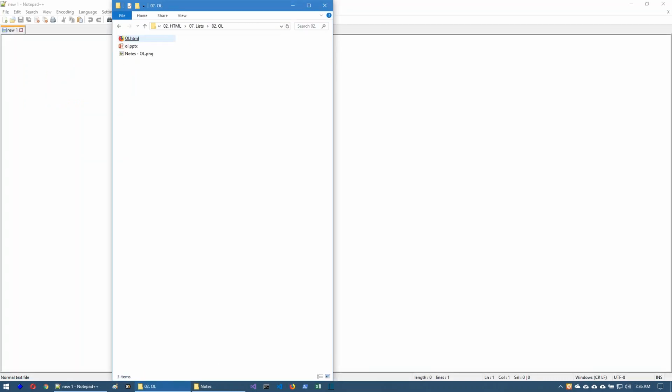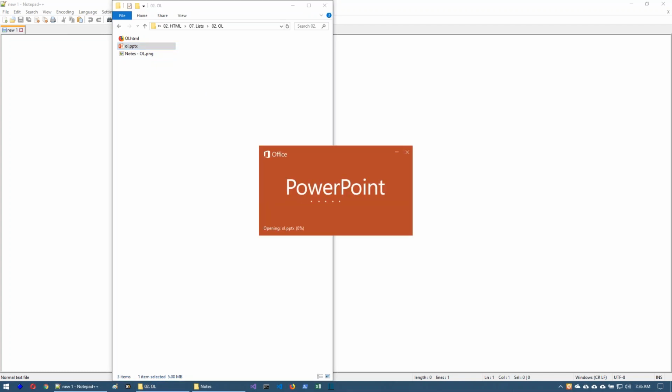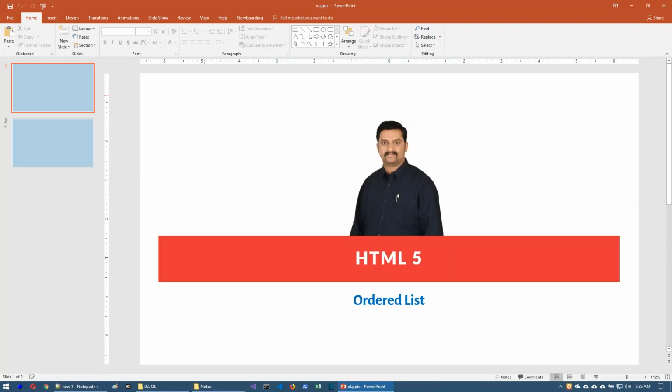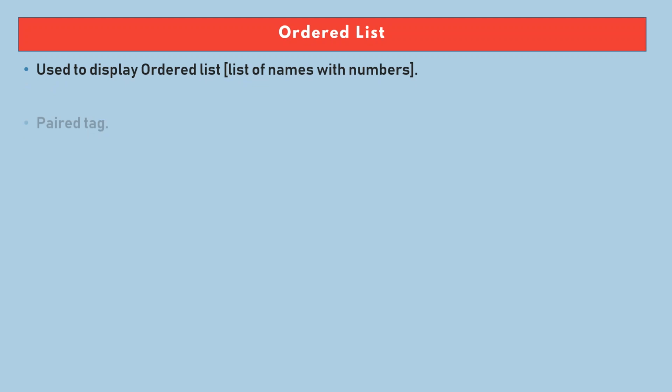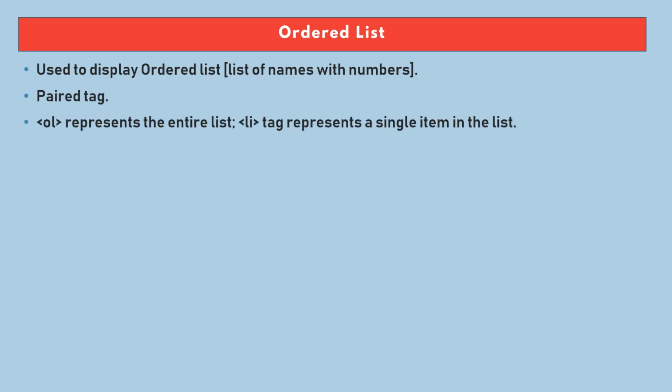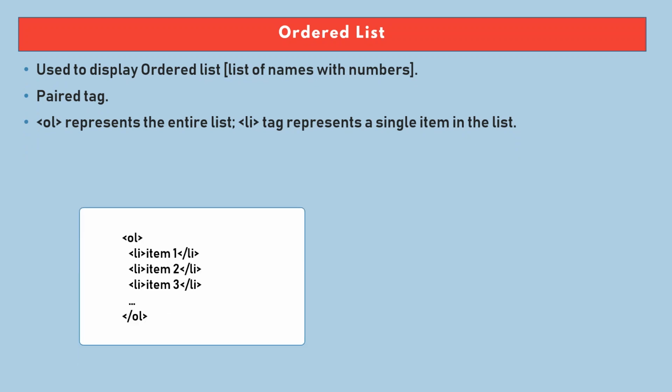OL. OL is meant for ordered list. When you want to display the names with numbers, I mean serial numbers, we have to use ordered list. Just you want to display 1, 2, 3 serial numbers, then we have to go for ordered list. It is used to display the list of names with numbers. It's a paired tag. OL tag is representing the complete list. LI tag is representing a single item in the list.